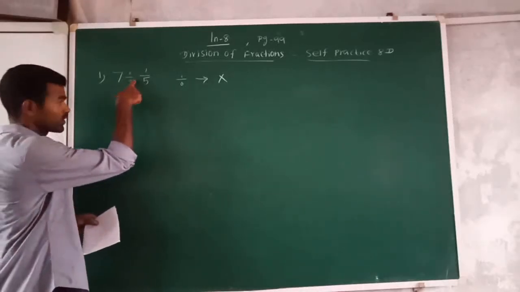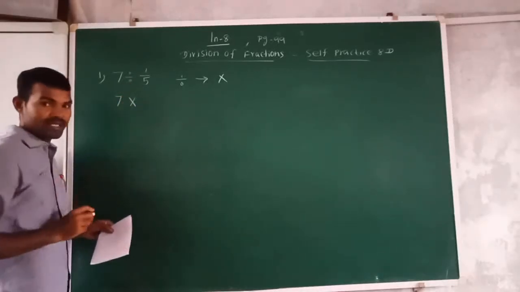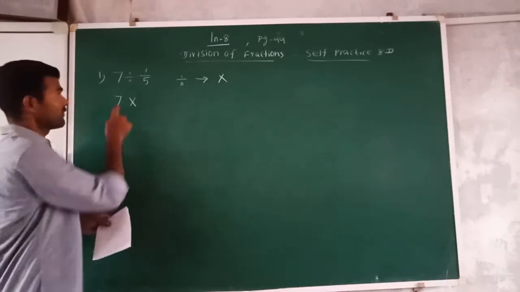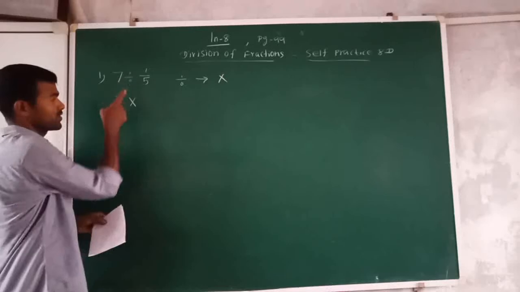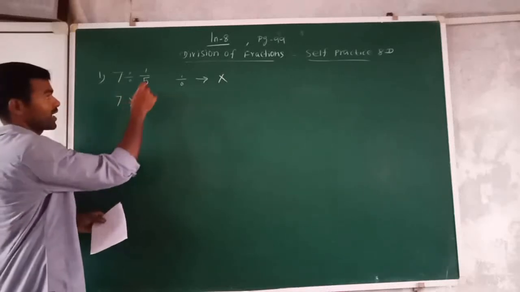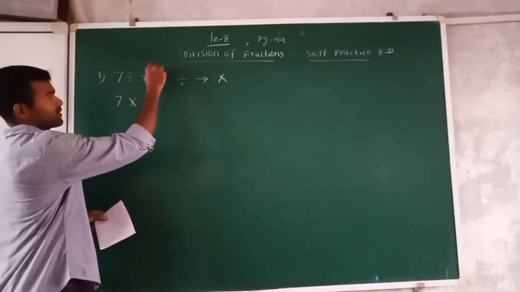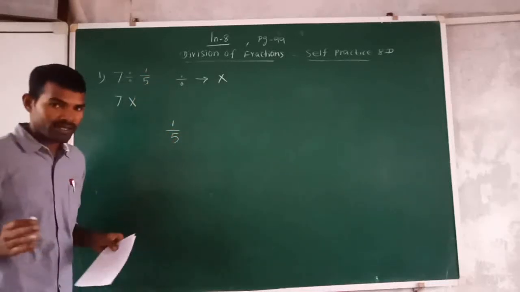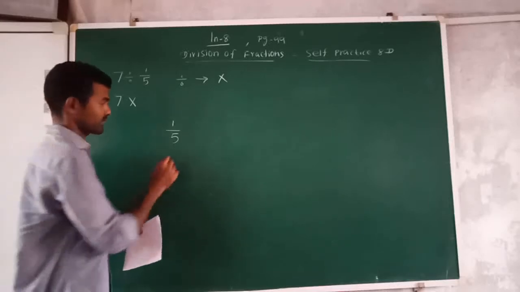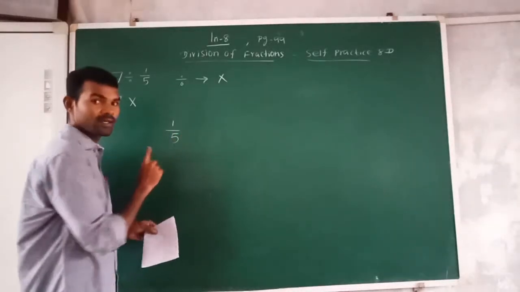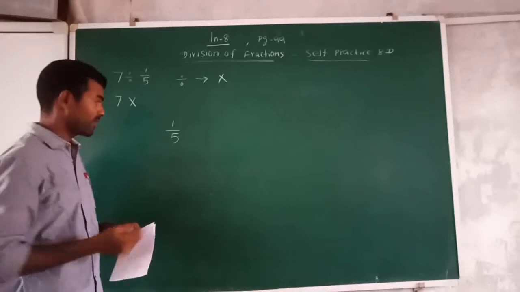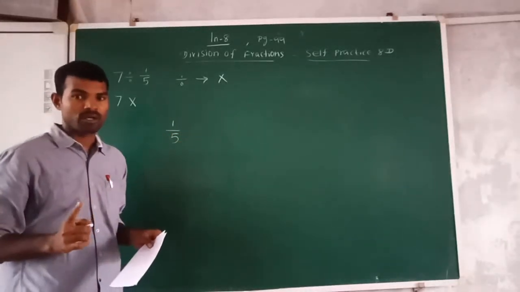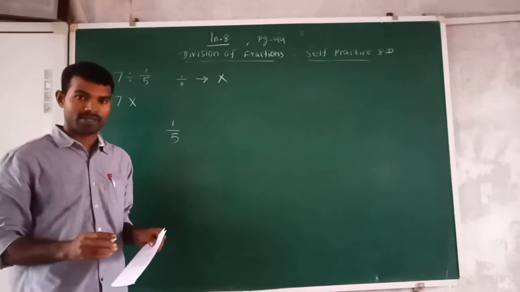Change the division into multiplication. So we are going to find the reciprocal now. When you change the division into multiplication, we have to find this number. We know the number is 1 by 5. So what is the reciprocal of 1 by 5? When you multiply 1 by 5 and one more number, the answer will be 1. The product of the two numbers is 1.